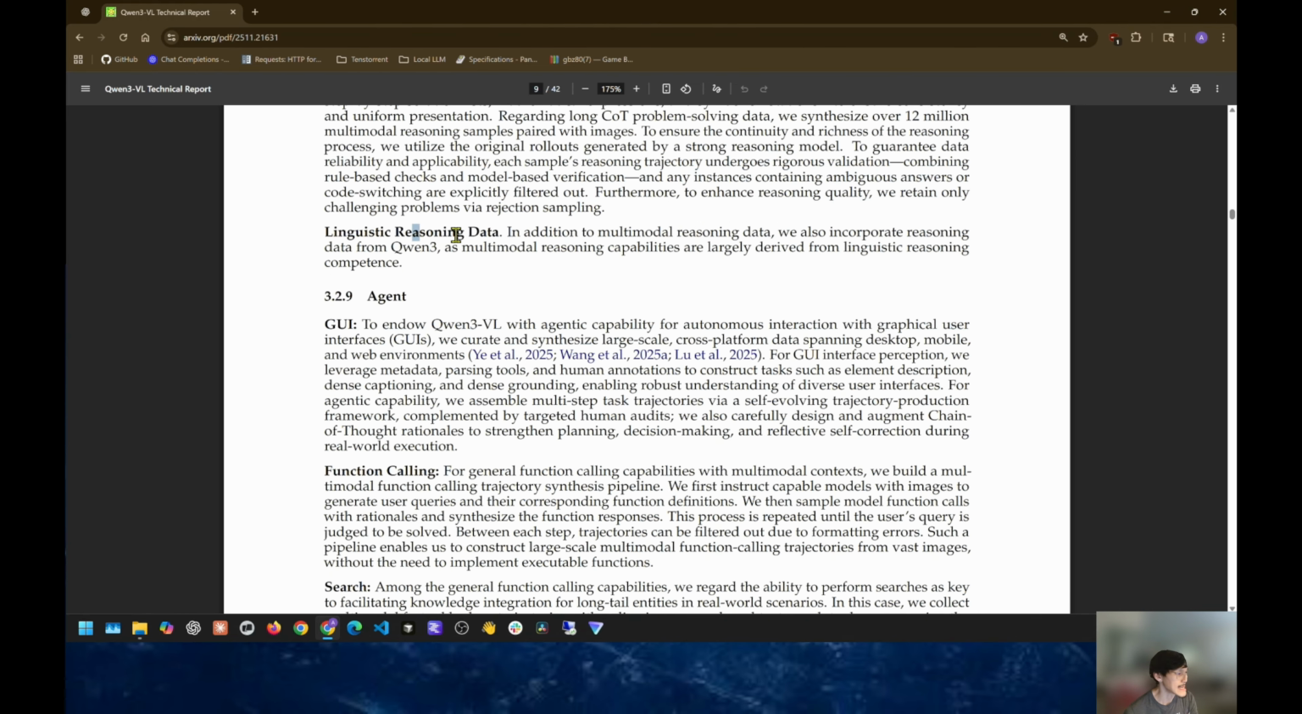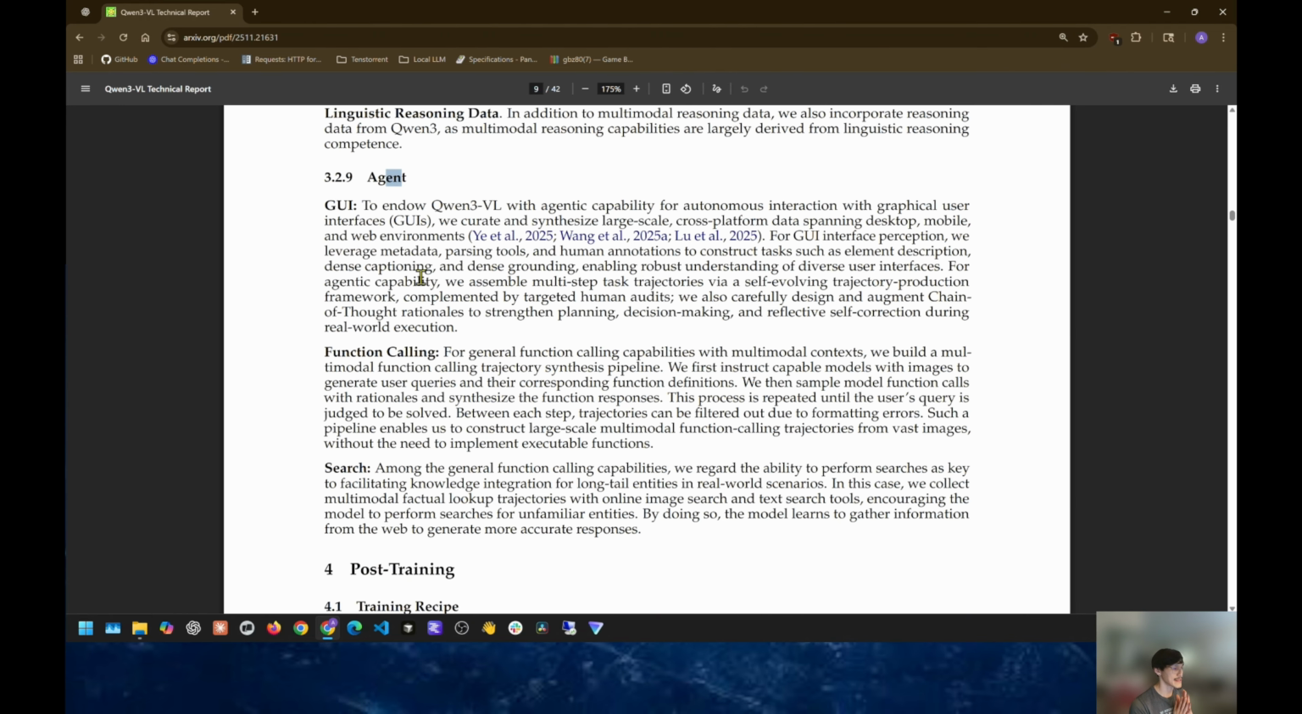Linguistic reasoning data. In addition to multimodal reasoning data, we also incorporate reasoning data from Qwen3 as multimodal reasoning capabilities are largely derived from linguistic reasoning competence. Agent. Ooh, this is a fun one.